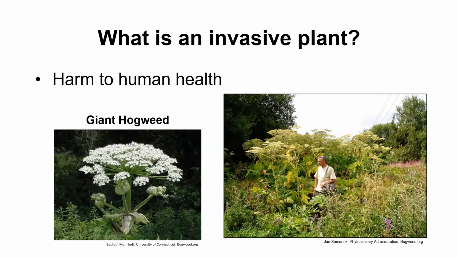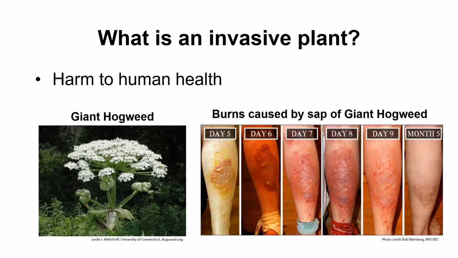Harm to human health. So you wouldn't normally think that many plants would be harmful to our health, but you all may have heard about the giant hogweed. This plant, as you can see, it's very large, but the sap of this plant will cause severe burns. And especially what they say is if the sap is exposed to sunlight or moisture, it will just destroy your skin. I think I read that it even can cause death, but you can see that it's not a pretty picture, but you can see what has happened to this person, and it lasts a long time.